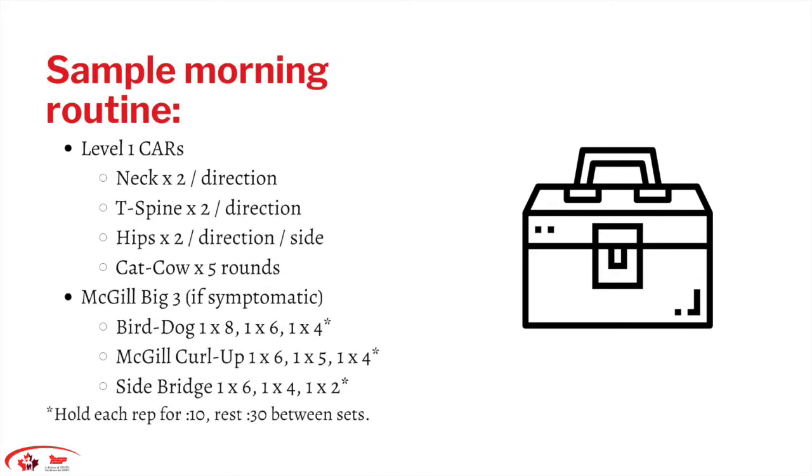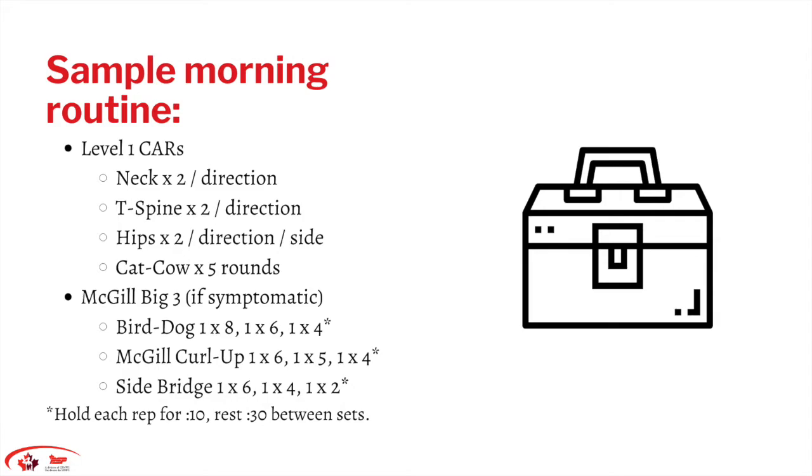Here is a sample morning routine for you. So you would do 2 times per direction and per side if applicable for your CARs. And then for your McGill Big 3, you have 3 sets of varying reps. So it's a decreasing rep system. You're going to hold each rep for 10 seconds and then rest about 30 seconds in between.